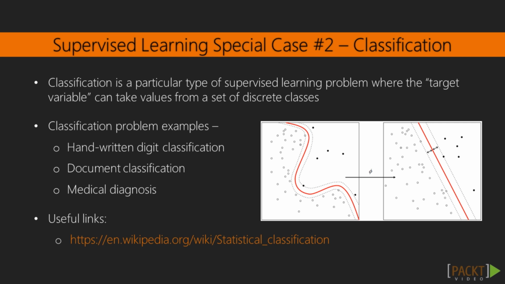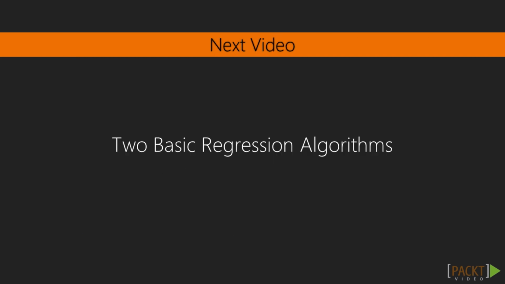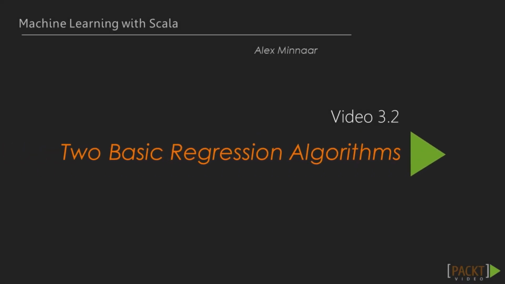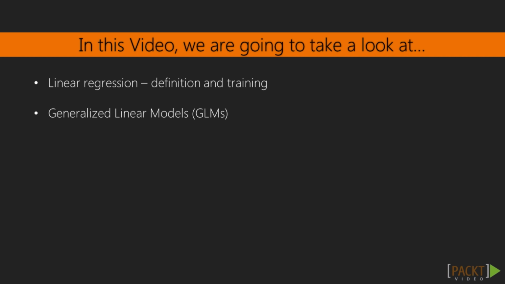In this video, we defined the problem of supervised learning and also described the two main subproblems of regression and classification. In the next video, we will explore two basic regression algorithms, linear regression and GLMs. In the last video, we introduced the general supervised learning problem and also the subproblem of regression. In this video, we will focus on two basic regression algorithms which we will implement in Scala in the next video. The two regression algorithms that we are going to cover are linear regression and generalized linear models, or GLMs.